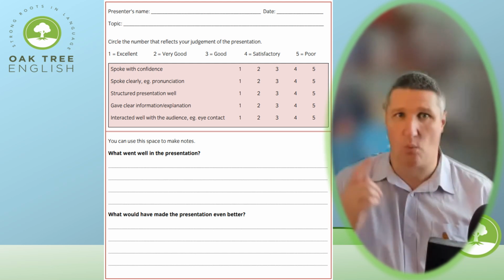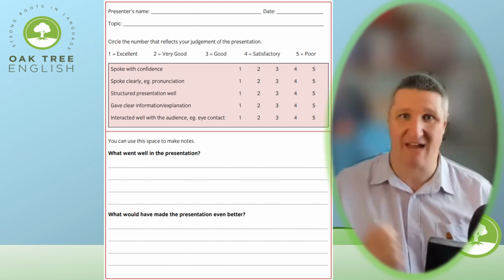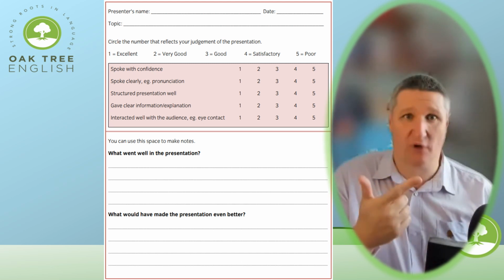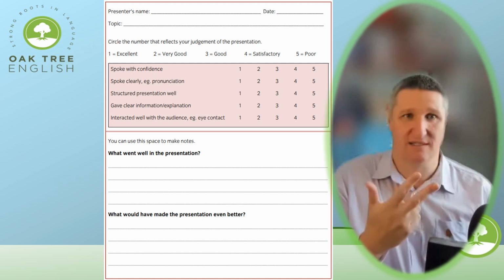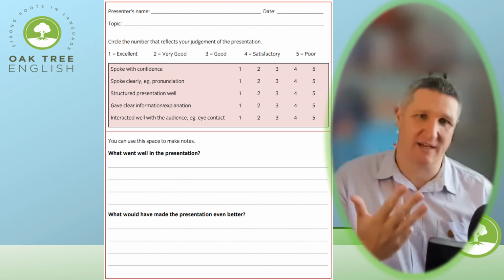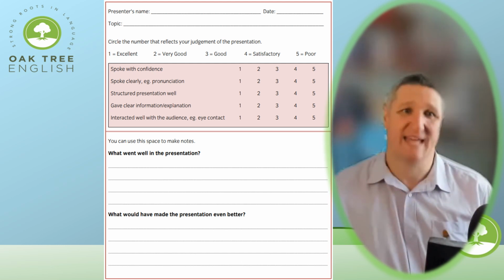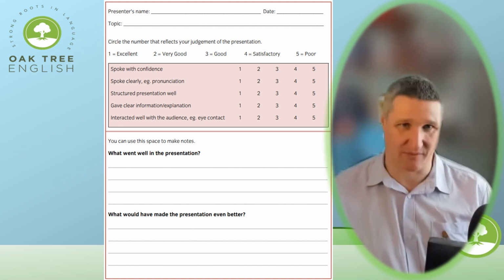You receive 1 mark for completing each area: actively listening, giving positive verbal feedback, giving 1 area for improvement, and verbally providing constructive criticism. Please be careful with this. You're aiming to help your colleague, not to attack them.